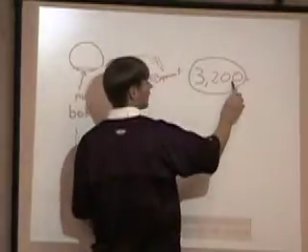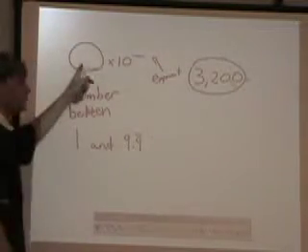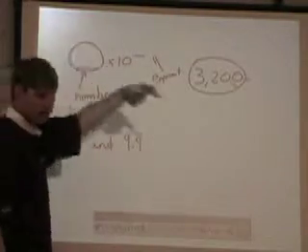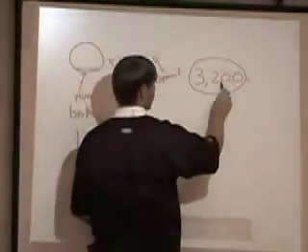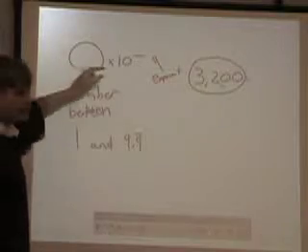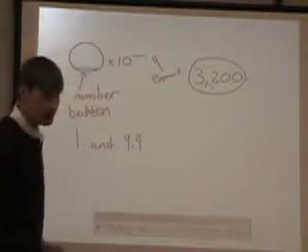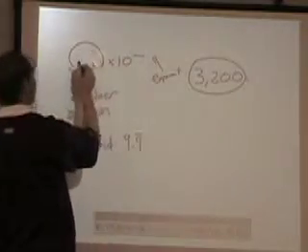If I moved it right here, that would be 320, wouldn't it? Can I put 320 here? No, because it's greater than 9.9. If I moved it right here, I'd have 32. Can I put 32 here? No, because it's greater than 9.9. If I put it here, that's 3.2. Is that okay? So let's write 3.2 right here.